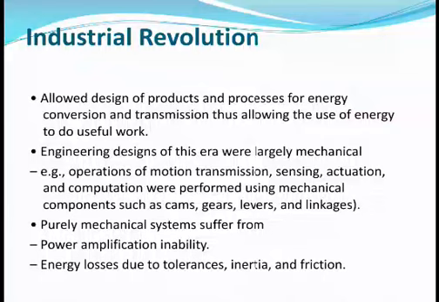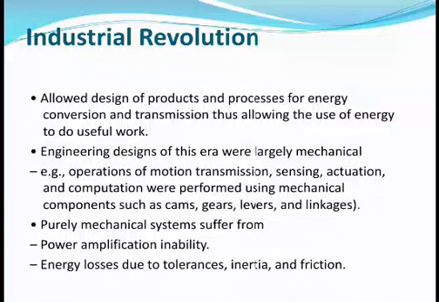What happened in the industrial revolution? It allowed a design of products and processes for energy conversion and transmission, thus allowing the use of energy to do useful work. So, what happened in the industrial revolution is we converted the energy to do useful work. Engineering designs of this era were largely mechanical. So, in the industrial revolution, most of the designs of the products were mechanical based.